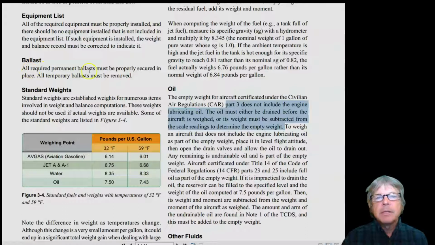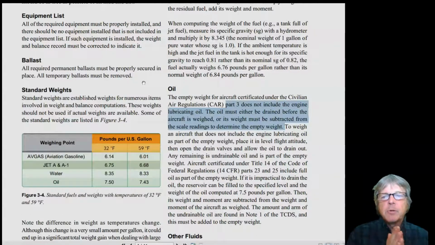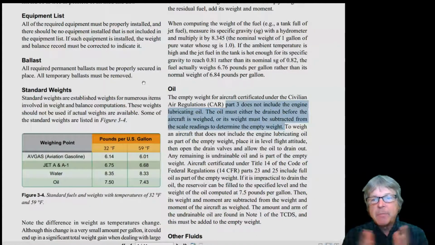Ballast is weight, and sometimes airplanes need a little bit of extra weight so they don't fall on their nose or things like that. So ballast is going to be something we're going to record, and if it needs to be subtracted because the airplane doesn't fly with ballast, we'll subtract it.